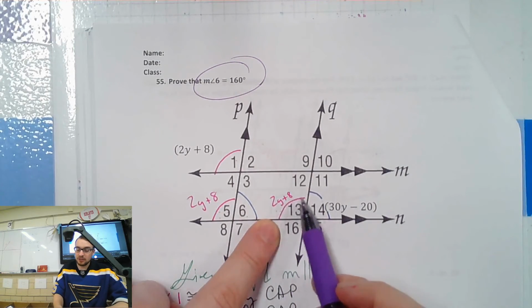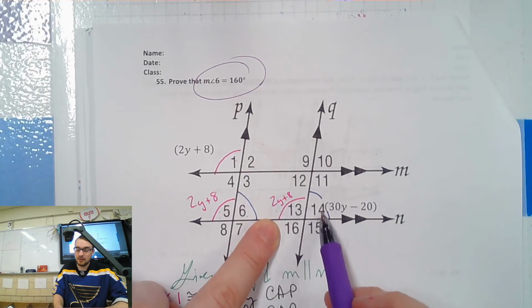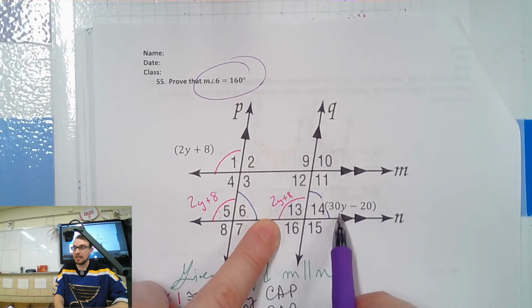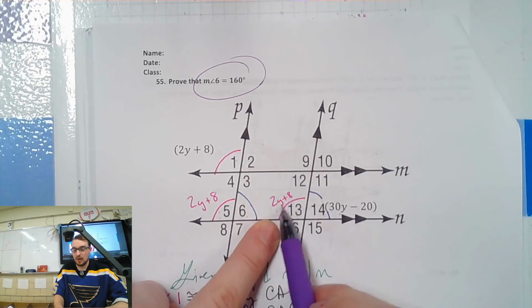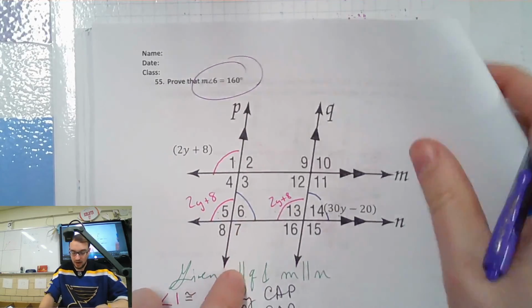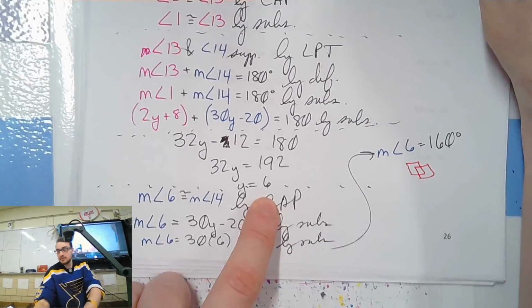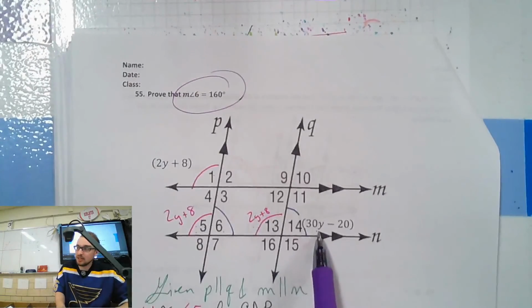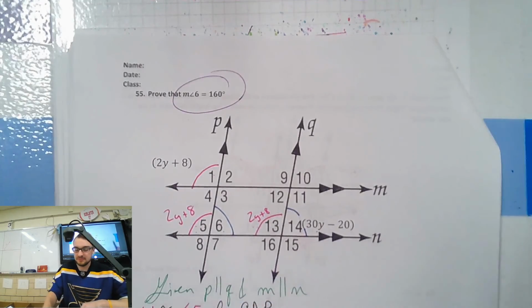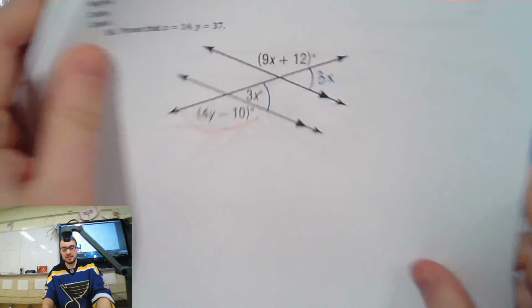I know 13 and 14 are a linear pair. I'm sorry, they're supplementary by linear pair theorem, right? Which means that and that should add up to 180 by substitution. So 2y plus 8 plus 30y minus 20 should equal 180. I solve for y. It's 6. I plug that back in by subs. I find out 14 is 160, and I do CAP to get 6 is 160. We made it to page 26.